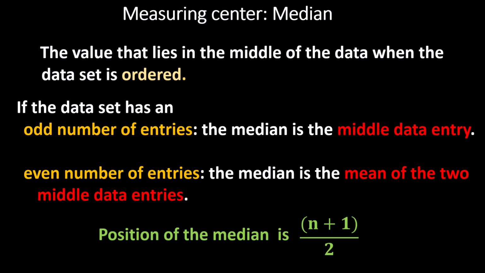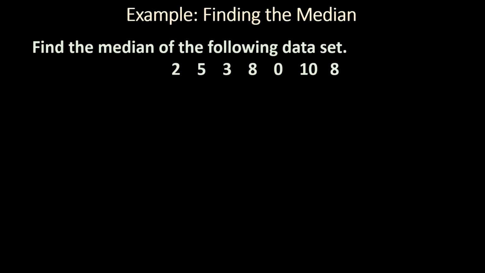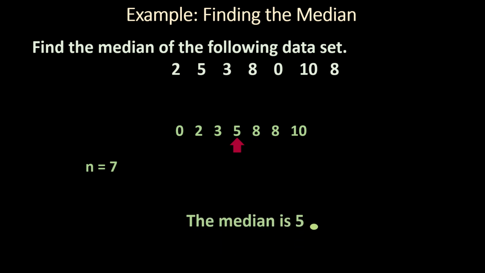Now let me explain some examples. Find the median of the following dataset. The first step to find the median is to arrange our dataset in increasing order. This is 0, 2, 3, 5, 7, 9, 10. How many data are here? There are 7 data. That is an odd number, right? Therefore, the median is the middle number, which is 5. So, the median is 5.